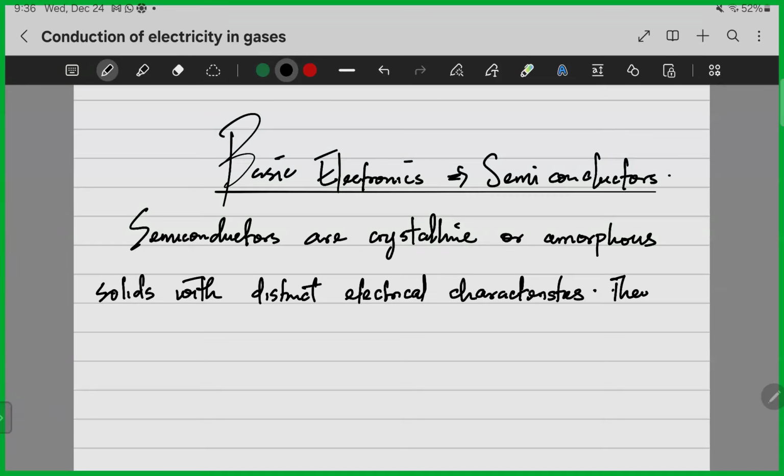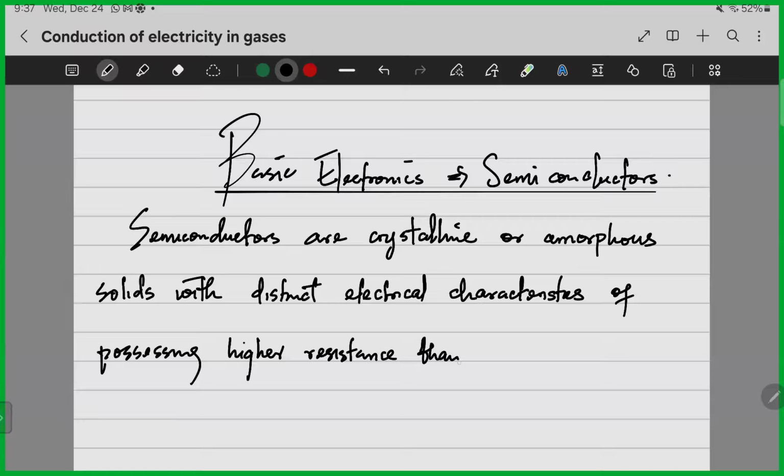Let me put it this way. They are crystalline or amorphous solids with distinct electrical characteristics of possessing higher resistance than the typical conductor.